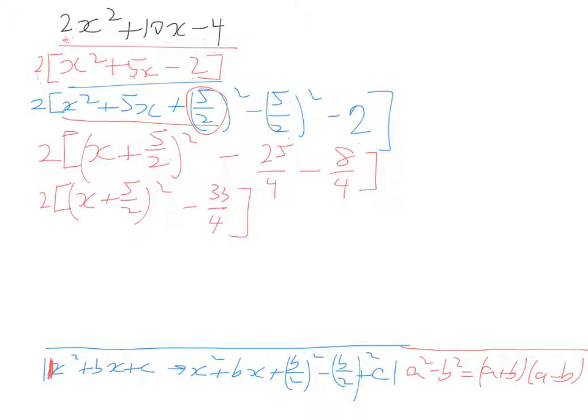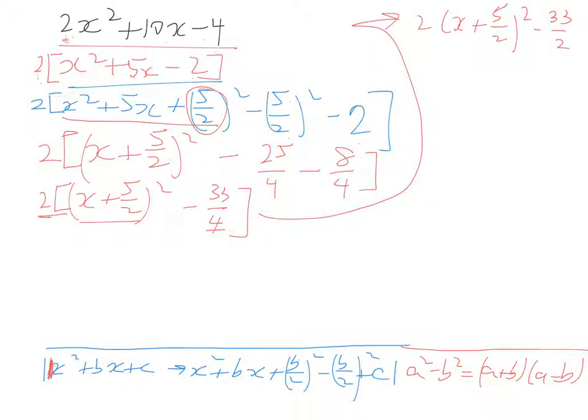Now, if we were to write this in turning point form, we have to put this 2 back in. So we multiply 2 by this to have 2x plus 5 over 2 squared. Rewrite that. And then this 2 also has to multiply this, so we'll end up with negative 33 over 2. And there's our turning point. Our turning point would be at negative 5 on 2 and negative 33 on 2.